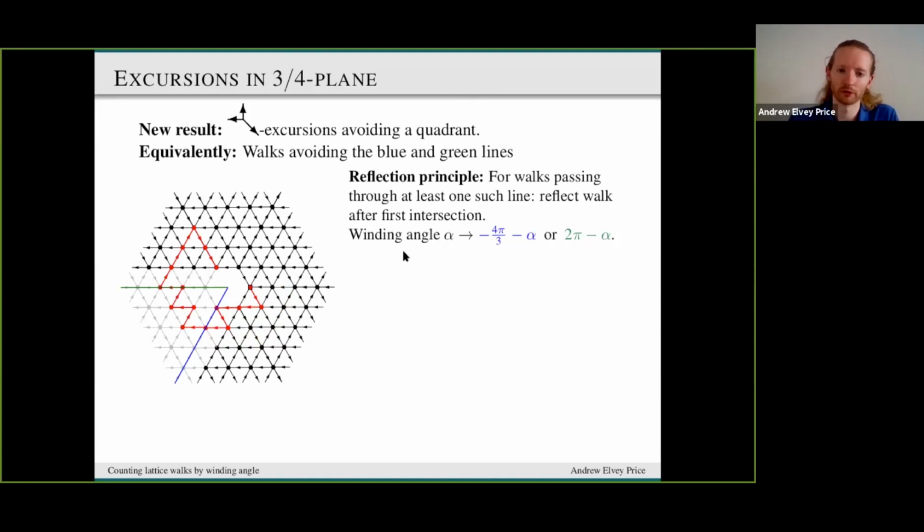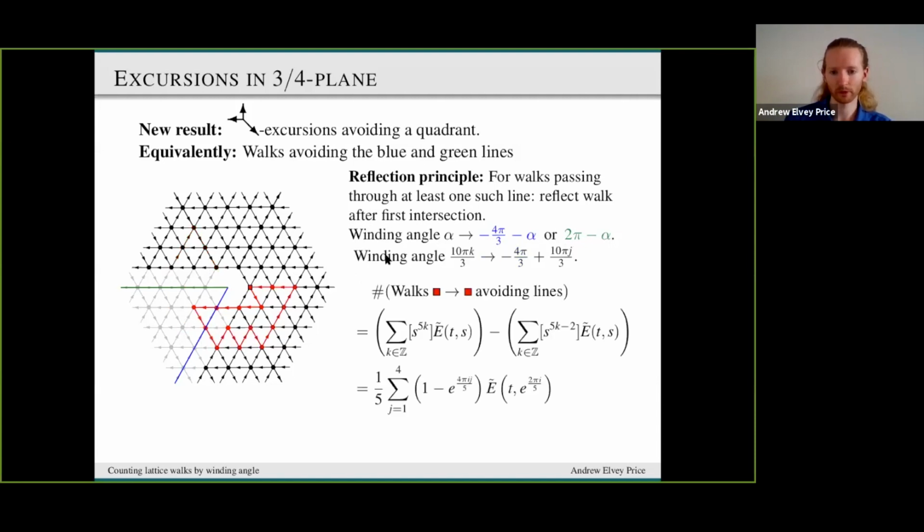But more specifically, we can also describe the new winding angle in terms of the old winding angle. This is the way that the winding angles transform, for reflection in the blue line and reflection in the green line. In general, for either of these transformations, if the winding angle is a multiple of 10 pi over 3, then the new winding angle will be a multiple of 10 pi over 3 minus 4 pi over 3.